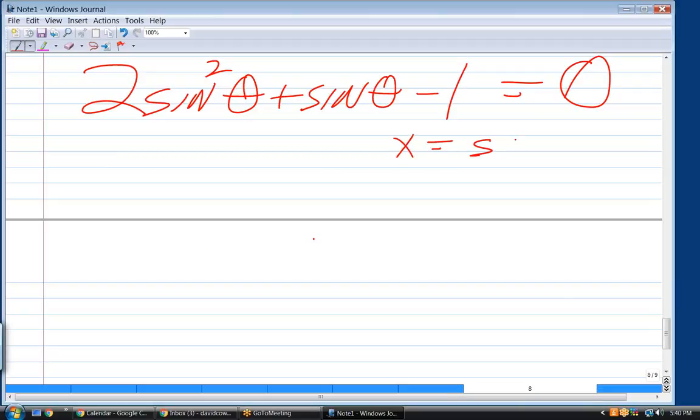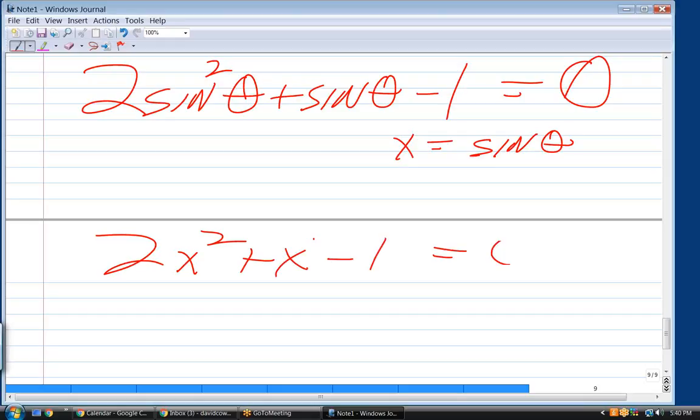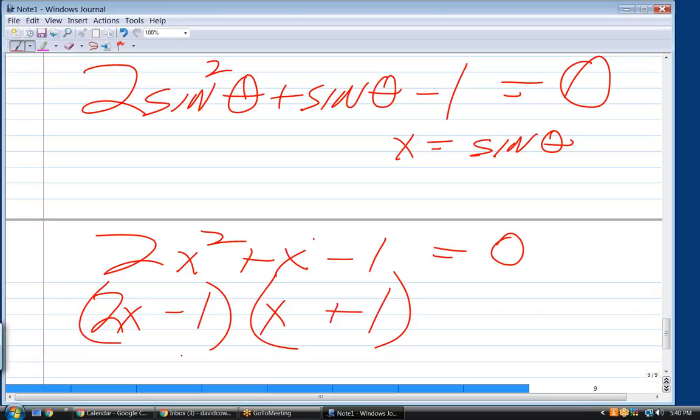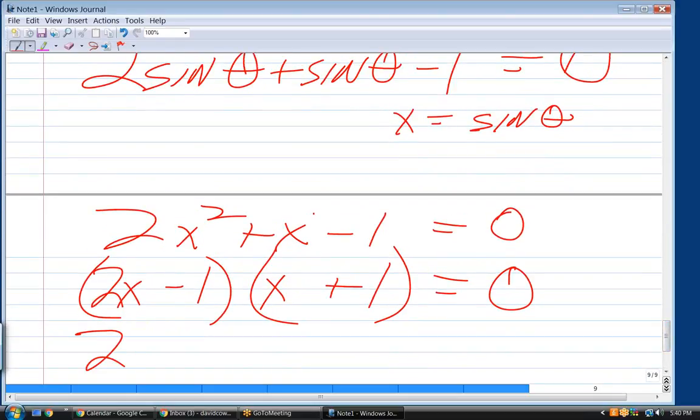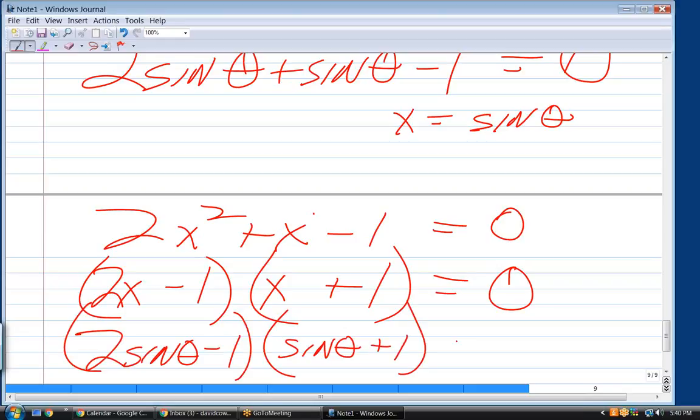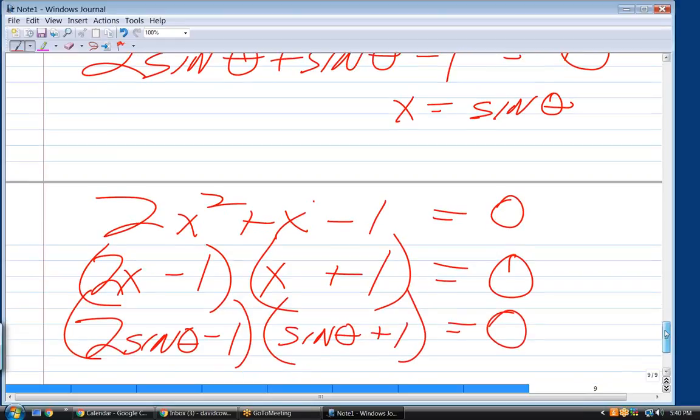x equal sine theta. And now this thing will become 2x squared plus x minus 1 equals 0. That factors into 2x minus 1 and x plus 1. Okay, now resubstitute. Instead of x, I've got sine, so it's really 2 sine theta minus 1 times sine theta plus 1 is my quadratic factored.